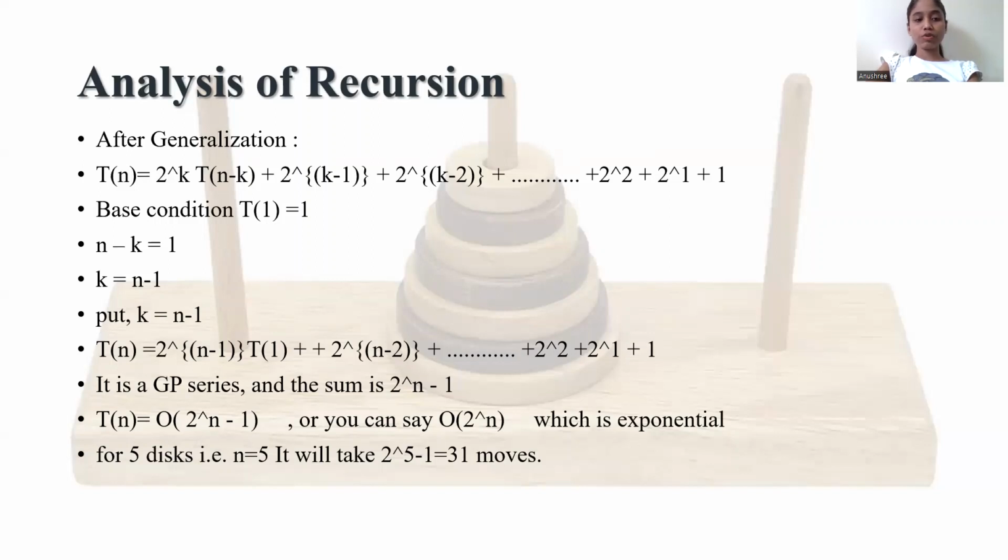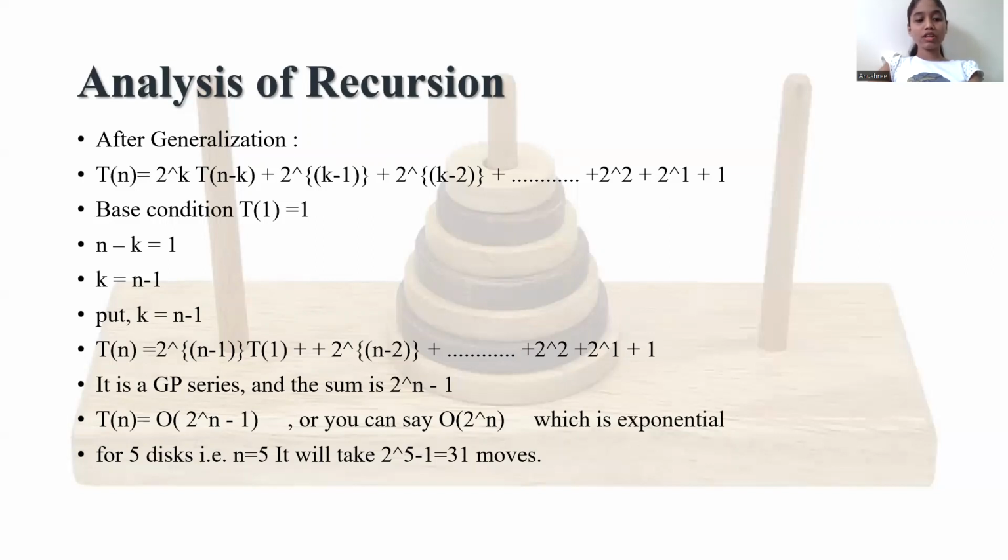That is T(1) = 1, so n-k = 1, k = n-1. Put k = n-1. Then T(n) = 2^(n-1) T(1) + 2^(n-2) and it continues till 2^2 + 2^1 + 1. It is a GP series and the sum is 2^n - 1. Then T(n) = O(2^n - 1), or you can say O(2^n), which is exponential.